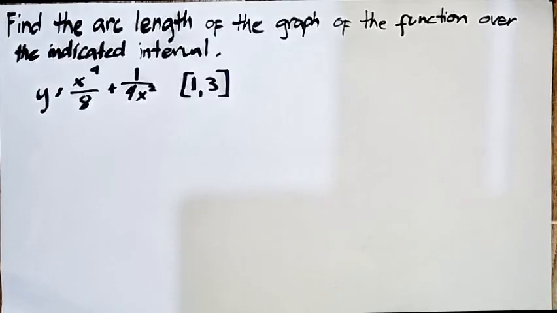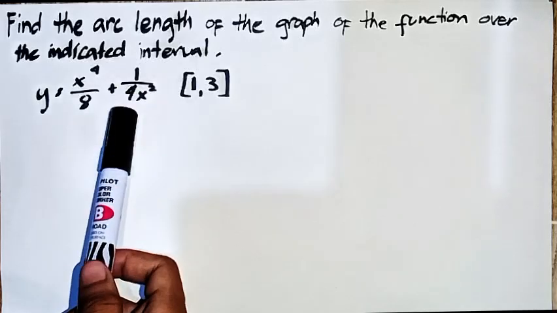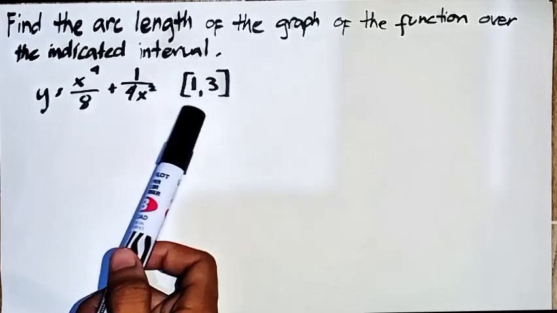Now let's proceed to our second problem, which is: find the arc length of the graph of the function over the indicated interval. Our function here is y is equal to x to the fourth over 8 plus 1 over 4x squared, with an interval of 1 and 3.